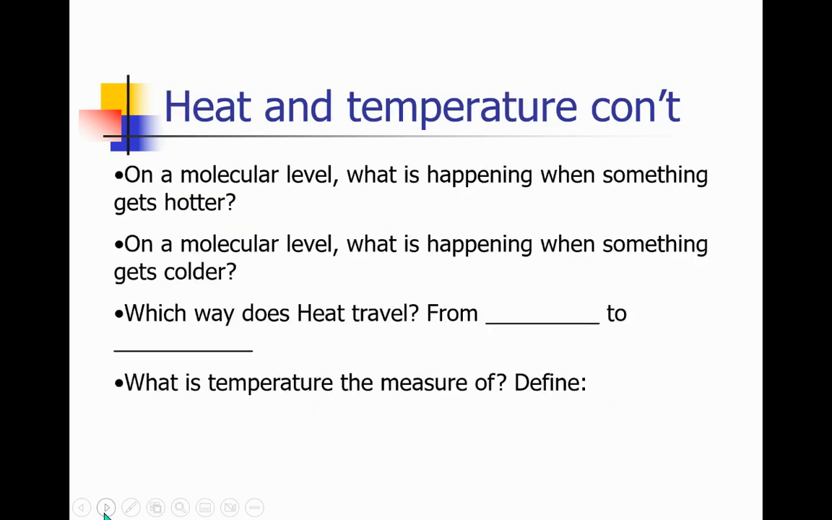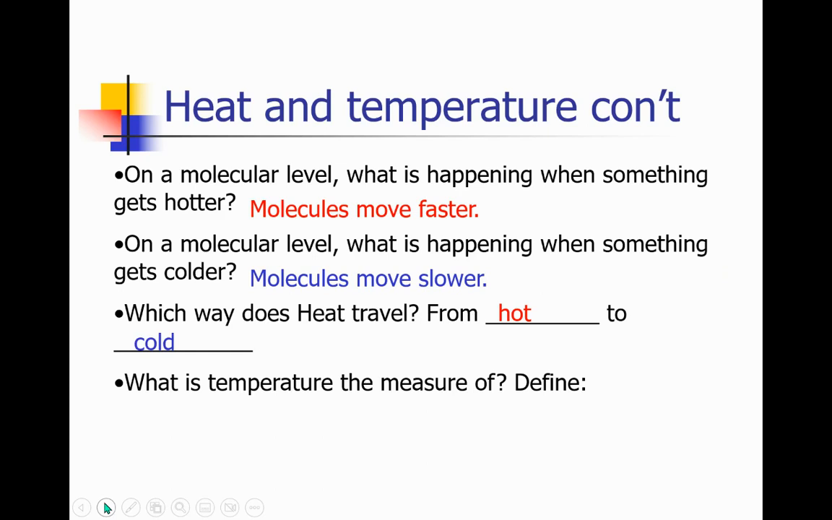So before we get to our heating and cooling curve, let's go over what this means. On a molecular level, when something's getting hotter, the molecules are moving faster. When something is getting colder, the molecules are moving slower. In order to increase the temperature, we will need to add heat to it, and that is going to make the molecules move faster. When we remove heat from a substance, it will get colder and the molecules will move slower. Heat always travels from hot to cold.